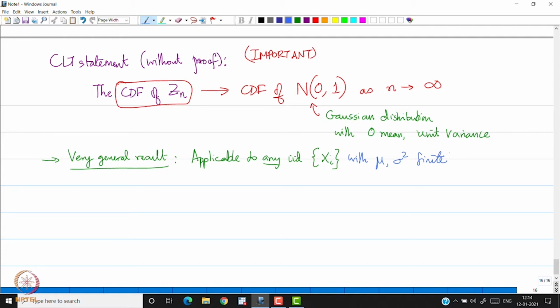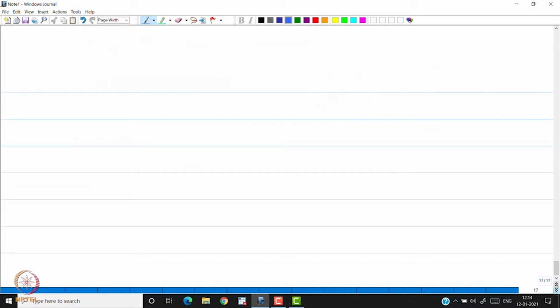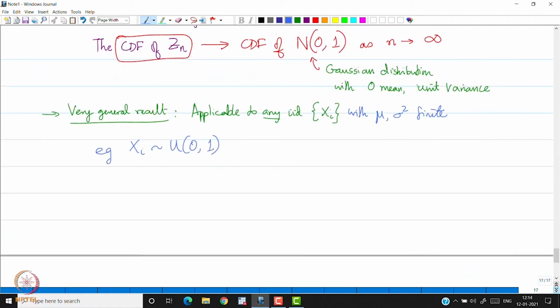So it's applicable to, let me just take a simple example. Xi is, let's say, uniform 0, 1. Let's take a look at this. Obviously the central limit theorem is going to be applicable to this IID collection of uniform 0,1 random variables. In this case, it turns out that mu is half and sigma squared is 1 by 12. So that's the mean and the variance of xi.